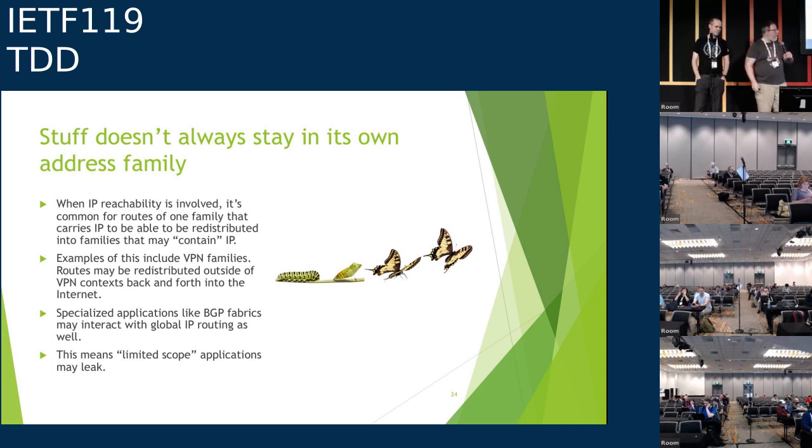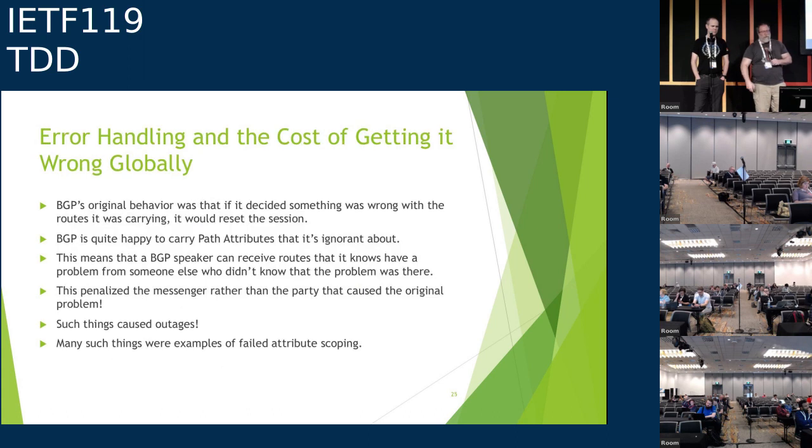That's the whole point of a virtual private network. Or maybe it actually touches something, gets redistributed into the internet. And certainly these days, we have specialized applications like BGP fabrics, where BGP is used to bounce stuff around as a switching environment. Those things interact in many circumstances, not only with VPNs, but also with internet contexts. So stuff is expected to be limited scope. You have to be very, very careful about, does it leak or not? Does it grow? Does it transform from one thing to another?